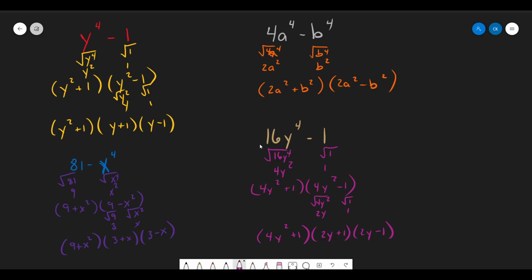Same thing with the last one here. The square root of 16y to the fourth is 4y squared. The square root of 1 is just 1. So it's 4y squared plus 1, 4y squared minus 1. Take the square root of 4y squared, that's 2y. The square root of 1 is 1. So that part becomes 2y plus 1, 2y minus 1. And I keep that 4y squared plus 1.